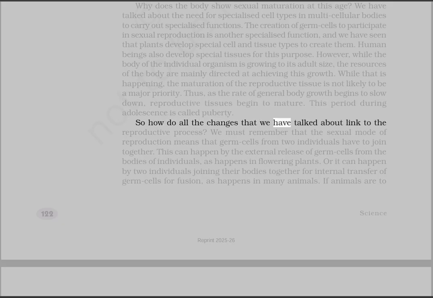So how do all the changes that we have talked about link to the reproductive process? We must remember that the sexual mode of reproduction means that germ cells from two individuals have to join together. This can happen by the external release of germ cells from the bodies of individuals, as happens in flowering plants. Or it can happen by two individuals joining their bodies together for internal transfer of germ cells for fusion, as happens in many animals.